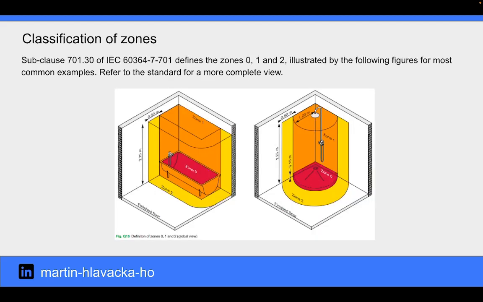Classification of zones. Subclause 701.30 of IEC 60364-7-701 defines zones 0, 1, and 2, illustrated by the following figures for most common examples.